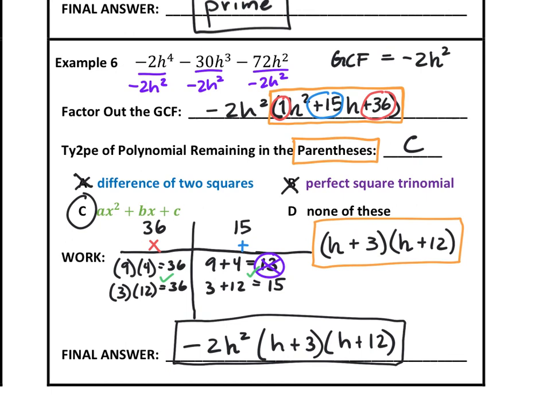In the test, I'll give you a random problem to factor, a random polynomial, and you have to decide, what method should I use? What's the GCF? And so just kind of using everything that we've covered in these notes.